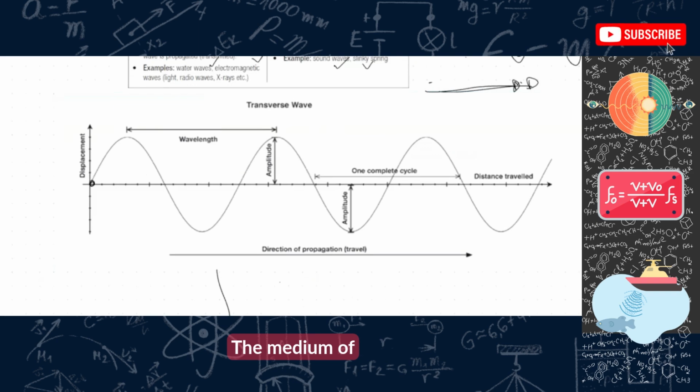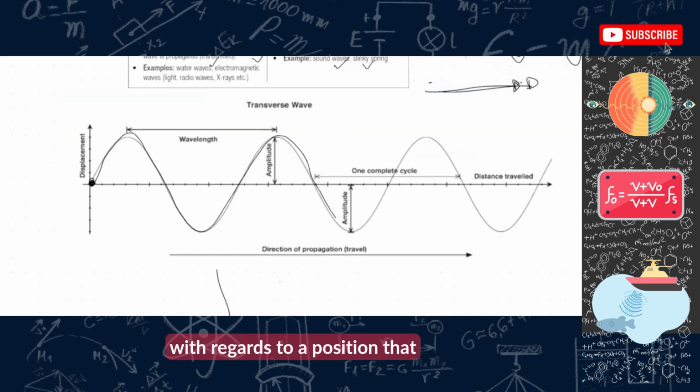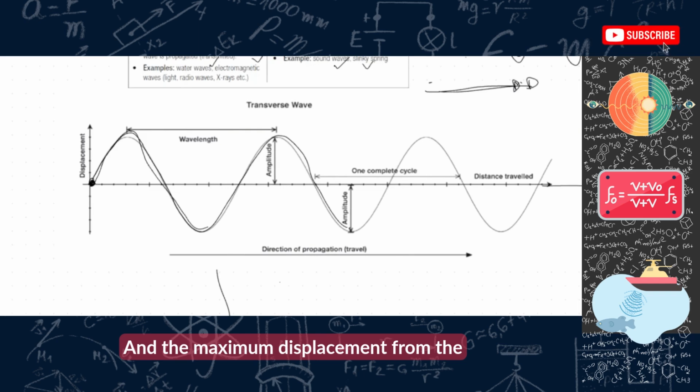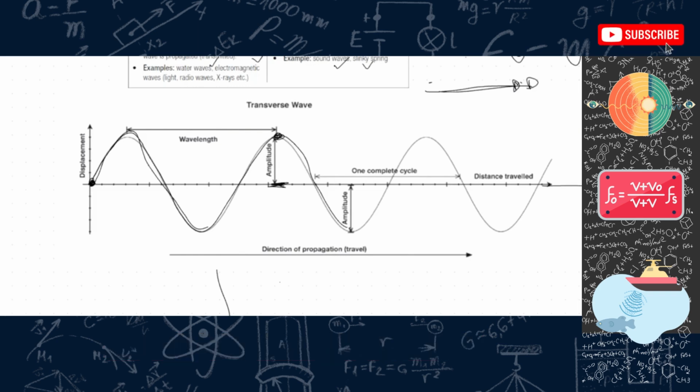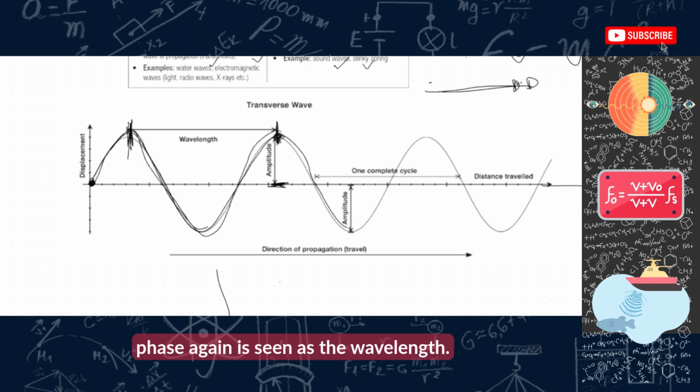The medium of a wave is going to move up and down, up and down with regards to a position that we call the equilibrium. This is the resting point of the medium. So there will be a displacement of our medium up and down, up and down. And the maximum displacement from the point of equilibrium or from the point of rest is called the amplitude. Then the distance taken for our wave to be in phase again is seen as the wavelength.